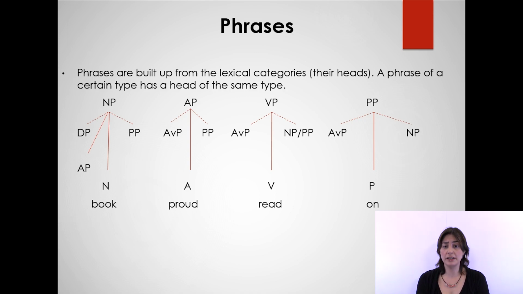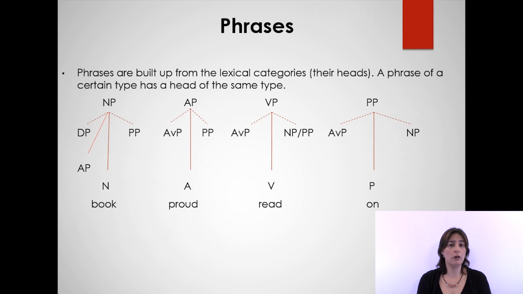And the verb phrase in the screen can be beefed up with an adverb phrase, giving carefully read. And since read is a transitive verb, it can be followed by an NP, as in carefully read this chapter. A different verb might instead prefer a prepositional phrase, for example, arrive at the airport. Finally, our preposition on can also head a complex PP, such as right on the table.